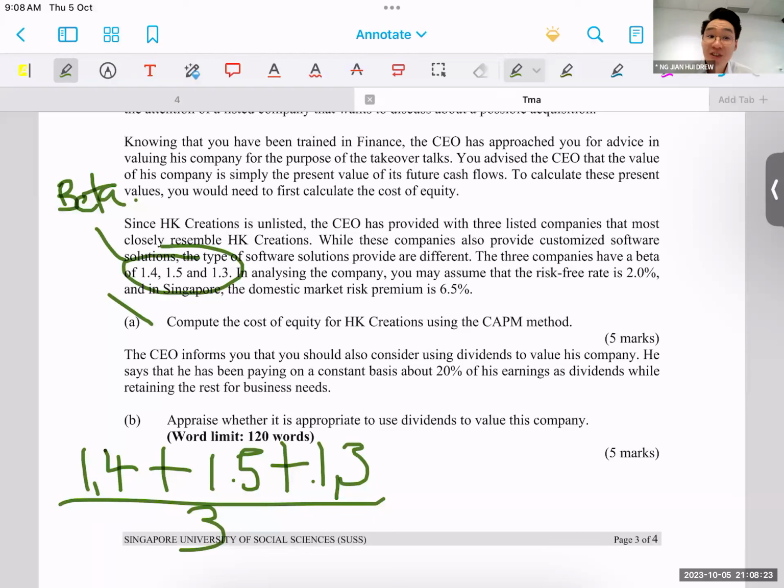Standard deviation is not additive, right? You cannot add standard deviations because standard deviation is a measure of risk as well, total risk. So beta is additive, standard deviation is not. Some of you went the extra mile to calculate the cost of equity for each of the betas, then took an average of it. You'll get the same answer as just taking the beta and averaging it, because of the nature of beta that is additive.